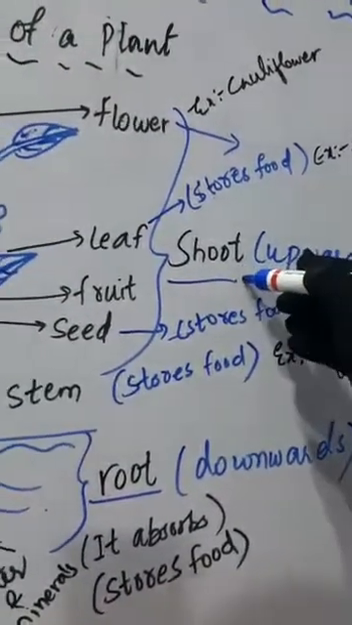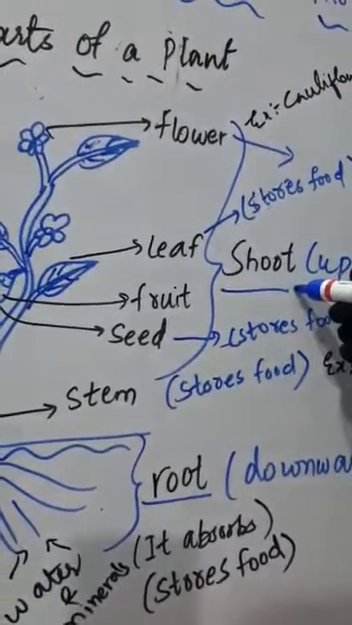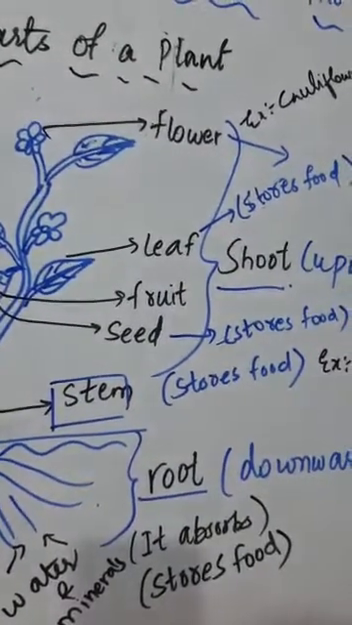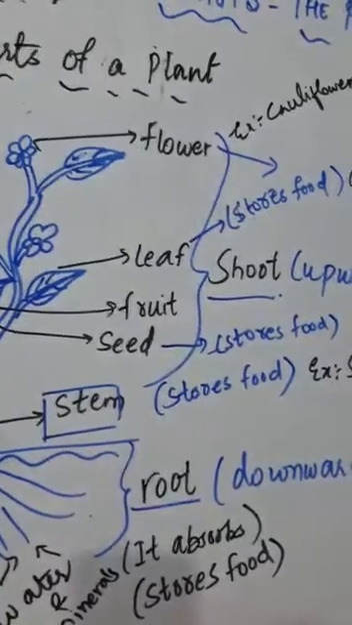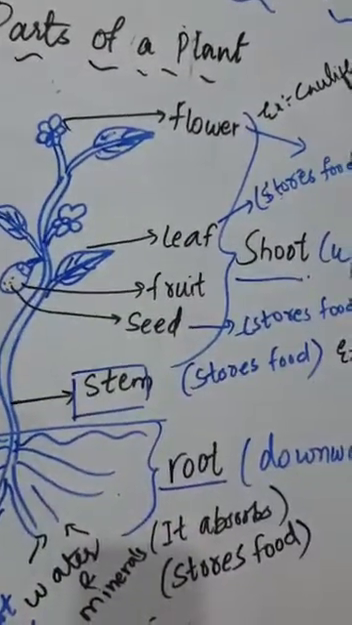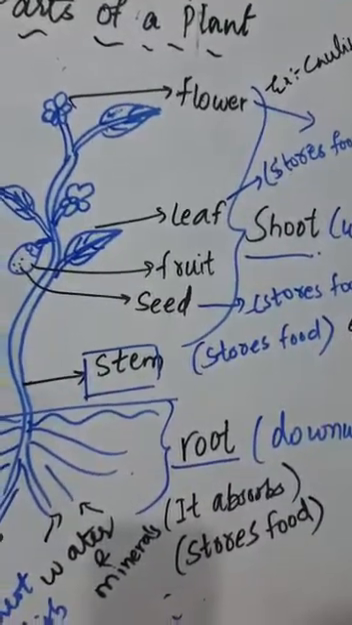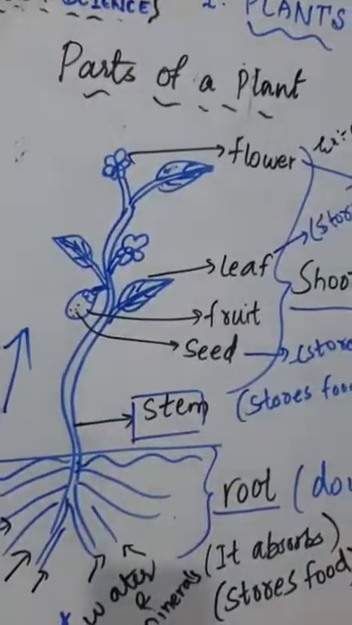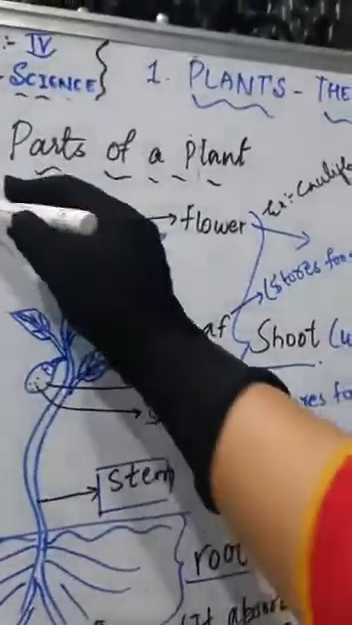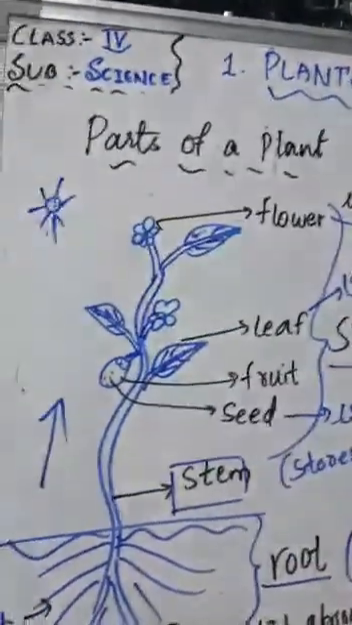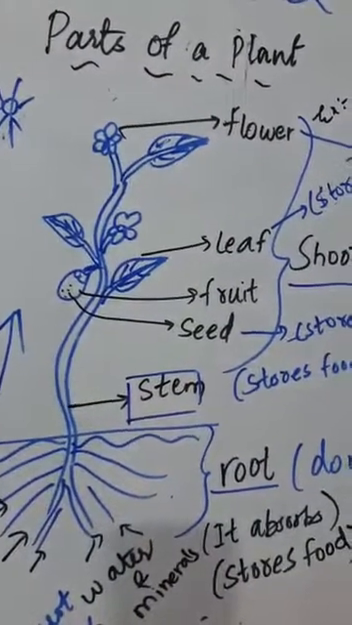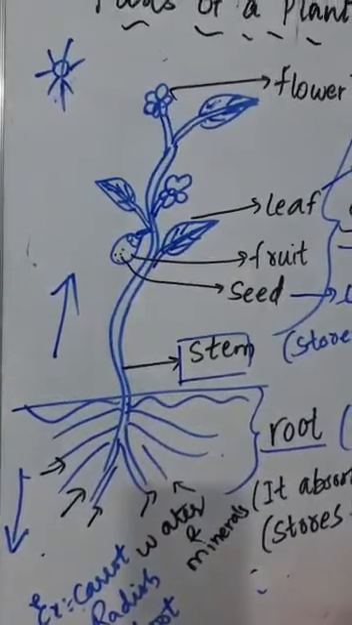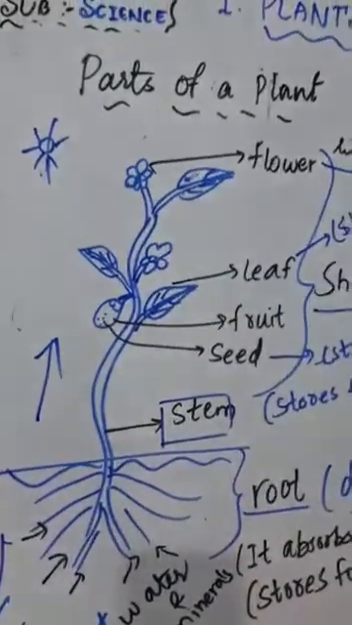The shoot consists of, as you can see here, stem, leaves, flowers and fruits. And the part below the ground is called root. Shoot always grows upward, whereas root grows downward into the soil, and the shoot grows towards the sunlight. So we have seen in the process of photosynthesis that plants take water and minerals from roots, and that will be passed to other parts of a plant.